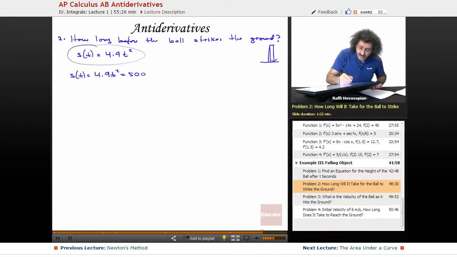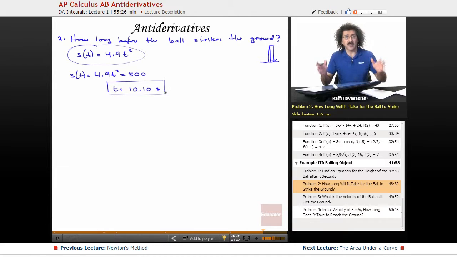Well, when I solve this, I get t equals 10.10 seconds. Nice and simple. I have my position function. How long does it take to go the 500 feet? Okay.